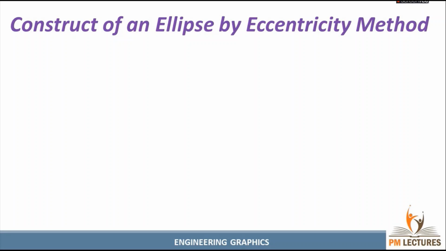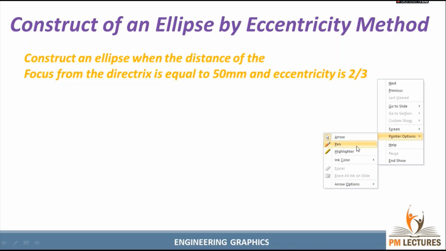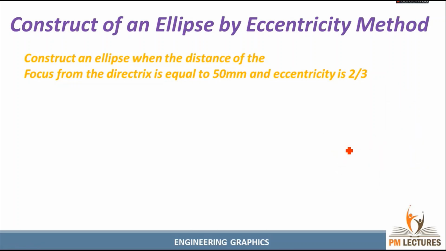This is Raj Kamal. Today we are going to see a topic called construction of an ellipse by eccentric method. Let us see the question first. Construct an ellipse when the distance of the focus from the directrix is equal to 50 mm and the eccentricity is 2 by 3. So in this problem, they have given the statement directly, it's an ellipse problem.